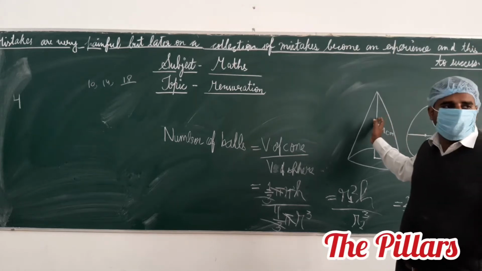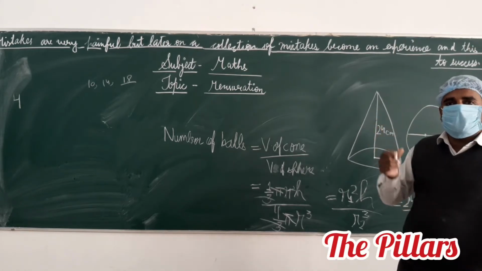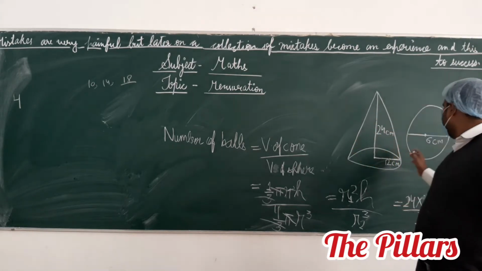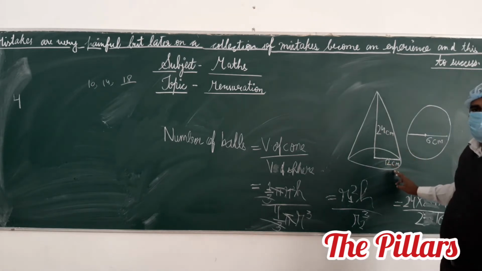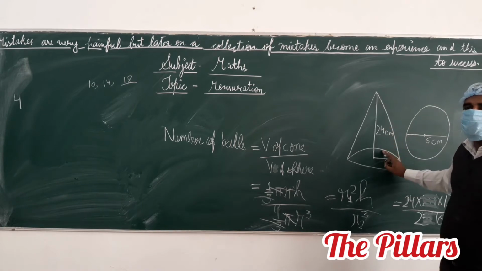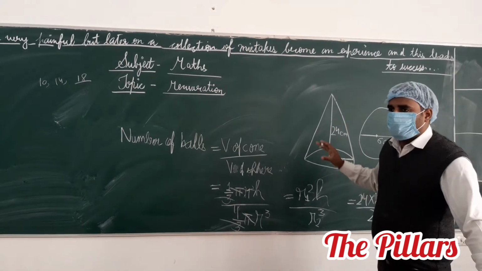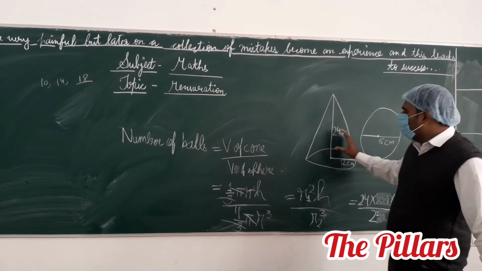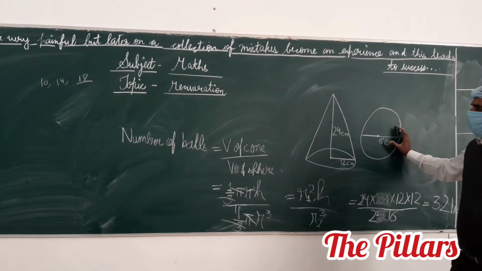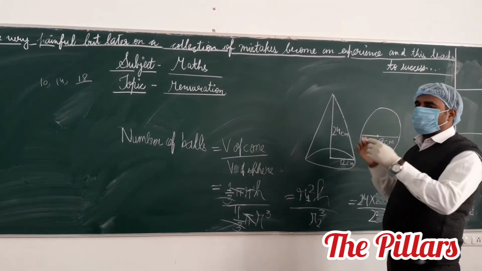Question number 4 is the given homework. This question says that you have a cone given, whose base radius is 12 centimeters and height is 24 centimeters. You have to melt it and make spheres. By this volume, you have to make a number of spheres.